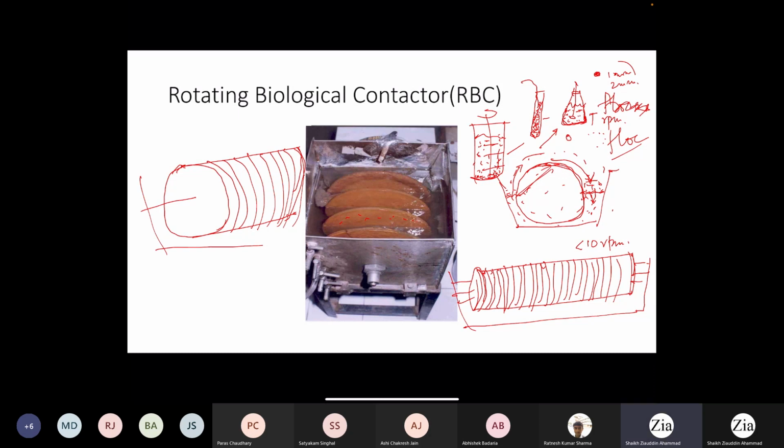So we don't provide any extra shear in the liquid. We don't use any vigorous mixing in the liquid. We just keep, suppose in similar fashion, a conical flask, I just put a few plates, and these plates are interlinked. Means you have the option to actually keep them in a static position.